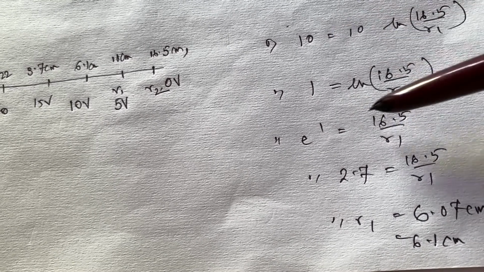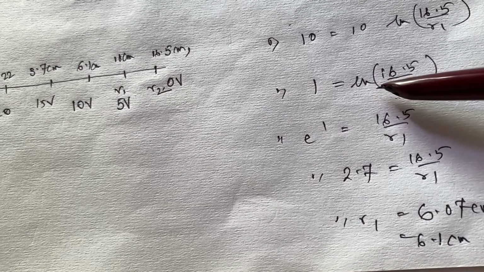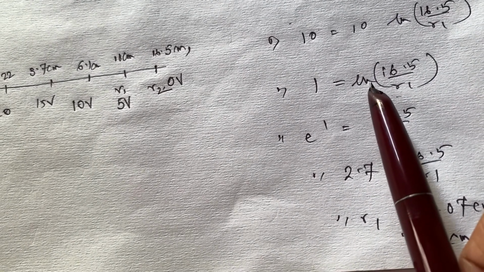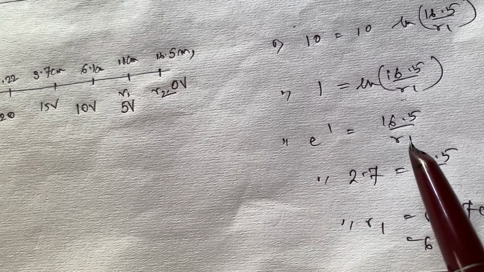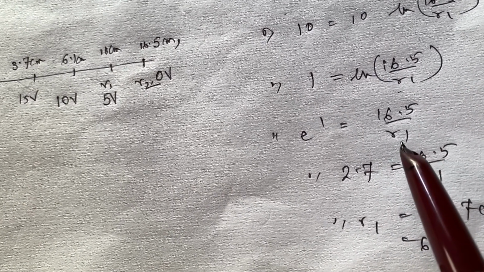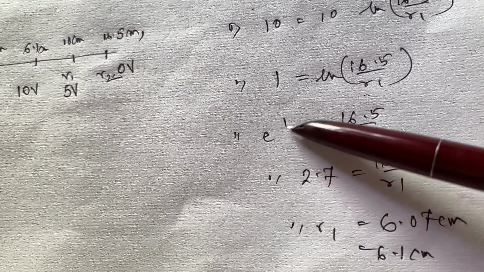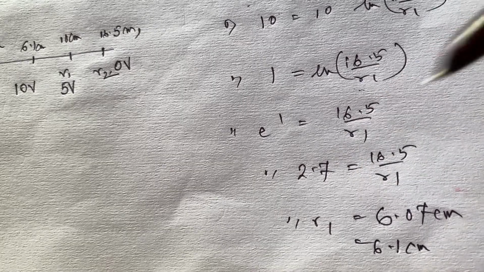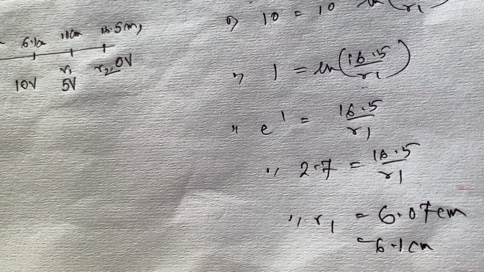This 10 and 10 cancel out. I am getting 1. This is a natural logarithm, so this is log of e to the base e. If we want to get rid of this logarithm, I need to have the exponential on the left hand side. On the right hand side I have just the fraction, the ratio 16.5 by R1. By solving this, exponential of 1 is equal to 2.7. You can calculate this in your digital calculator, and from this I can easily calculate R1 equal to 6.1 centimeter.